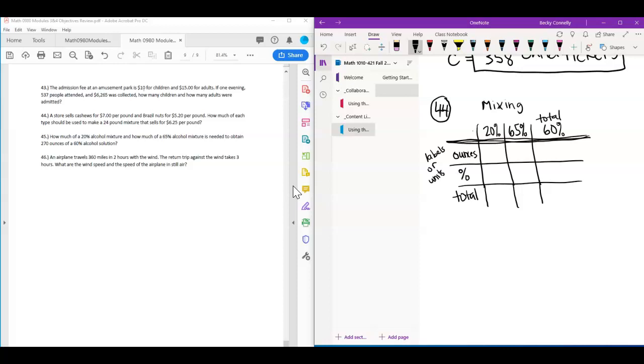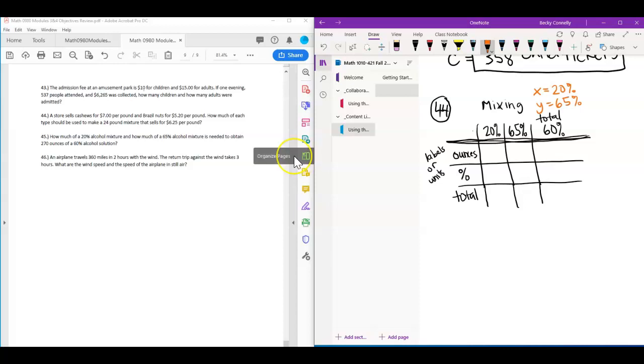And now I'm just going to go in and fill in what I know in this chart. So when I'm thinking about ounces, what do I know about? Oh, I need to also decide what my variables are going to be. So I'm going to do that up here before we go any further. I'm going to say my X, I'm going to call my 20% solution, and my Y, I'm going to call my 65% solution. Okay?